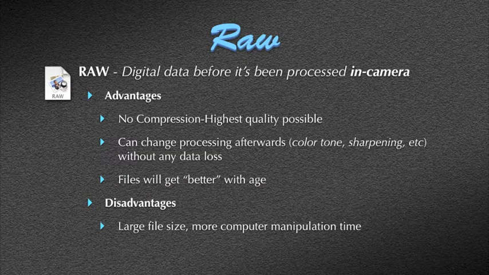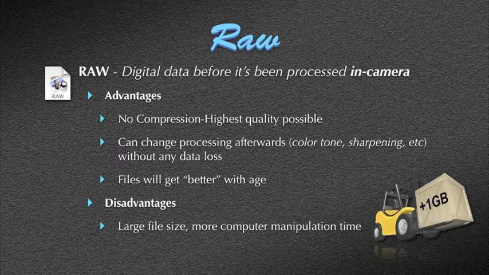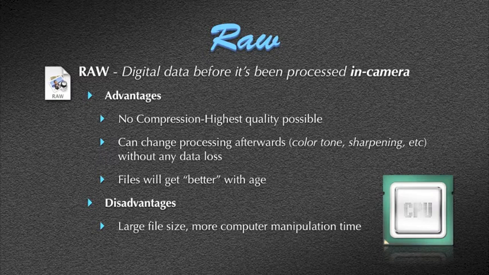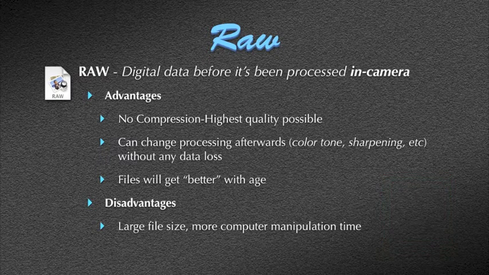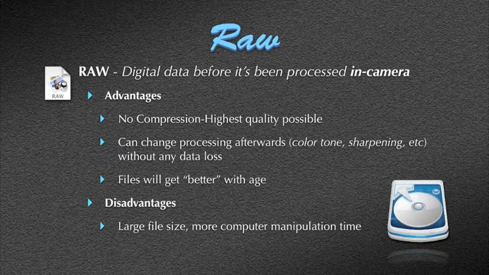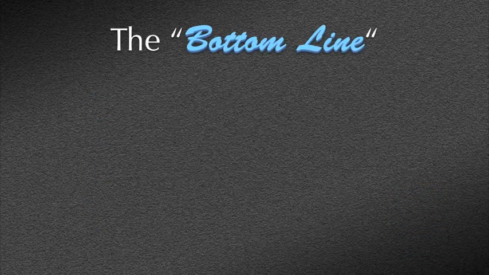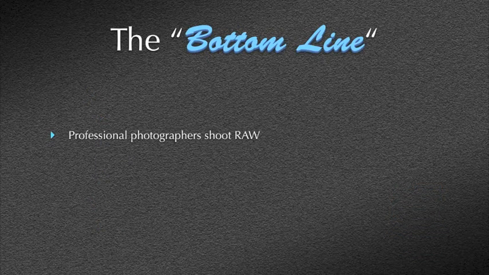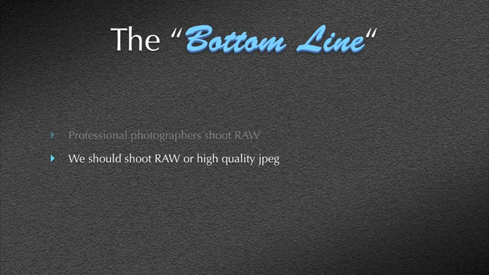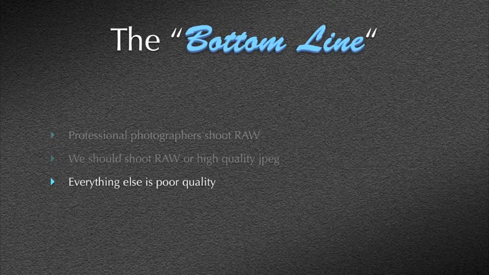The disadvantages of RAW files are the file sizes are extremely large because they collect a lot more data, and you will need more computer manipulation time to deal with RAW images. Of course, you'll need additional hard drive space as well. So here's the bottom line. Professional photographers shoot with the RAW file format pretty much all the time, and we should do the same. Shoot in the RAW file format or the highest quality JPEG file format available. Everything else is poor quality and should not be used.